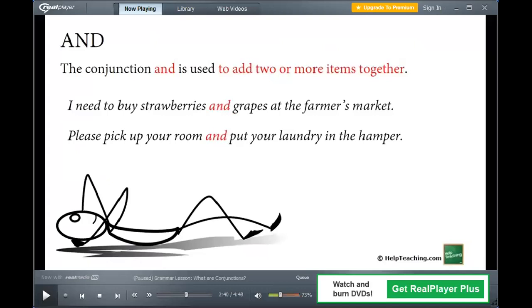Please pick up your room and put your laundry in the hamper. Two different sentences connected. The first thing you do, you pick up your room. After that, you put your laundry in the hamper. Two sentences connected with and.